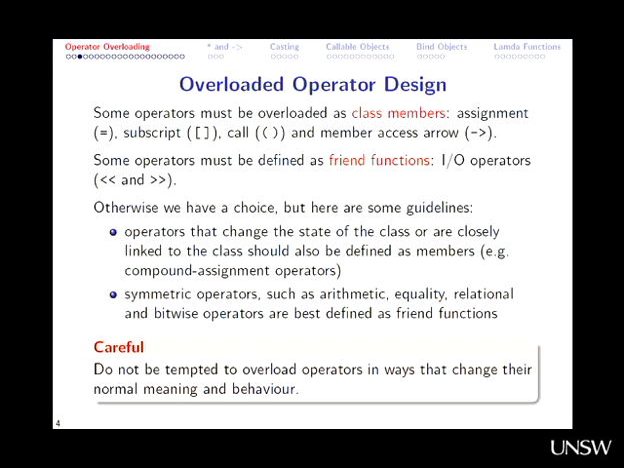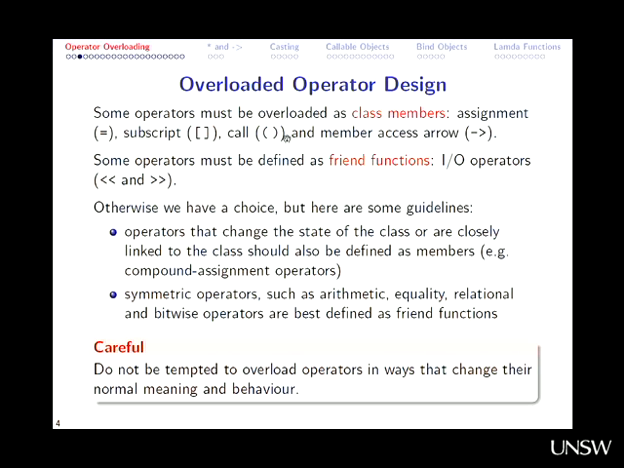Some operators, when you overload them, must be defined as class members. So assignment, the single equals; the subscript operator, the square brackets; call, which is the round brackets; and member access arrows should be defined as class members. Some operators must be defined as friend functions: the input-output operators, so input and output redirection, must be defined as friend functions. And we're going to go through an example of each of these operators in the following slides.